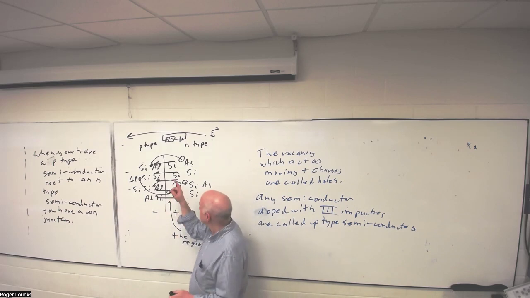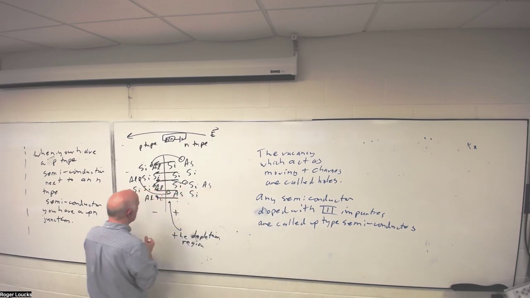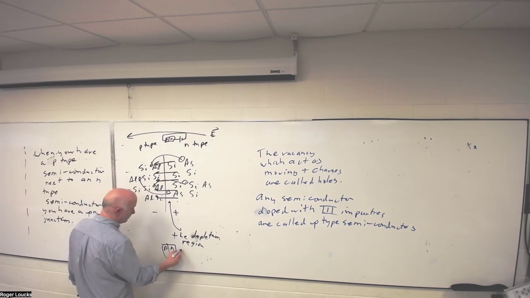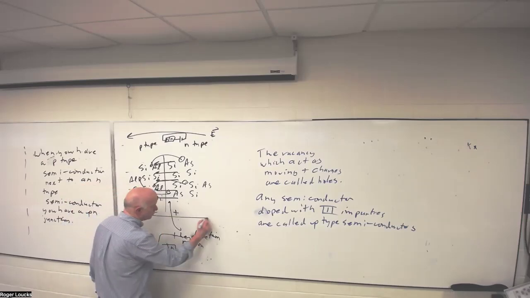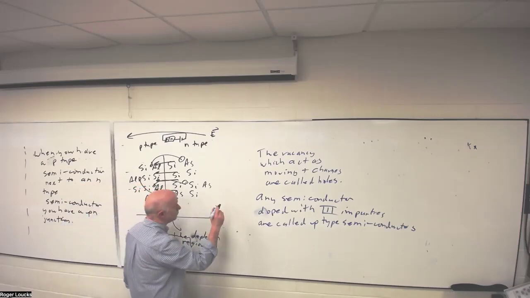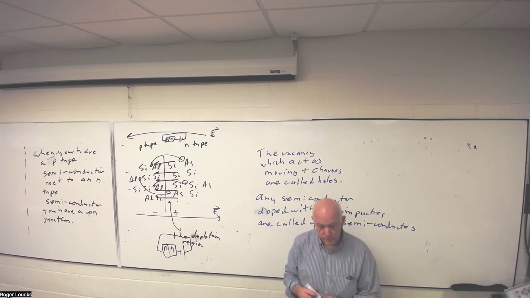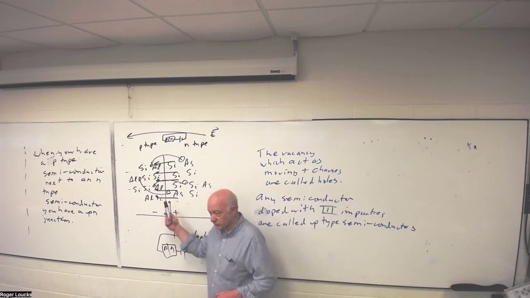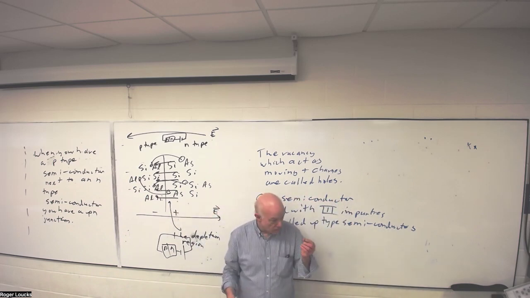Instead, if I reverse this, my P side over here, my N side here, I flip my battery. Now I have electric field going this way. Now what's going to happen? Yeah, and what's going to happen to this depletion region? It's going to get smaller.